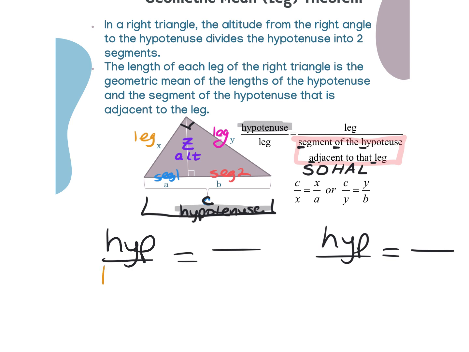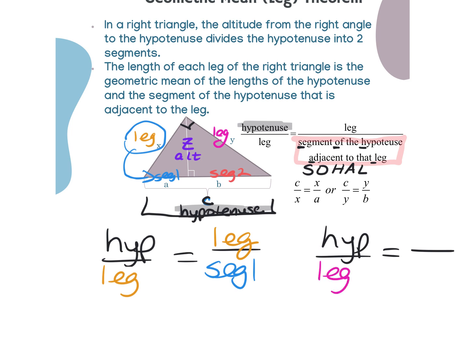So it's going to be hypotenuse over leg, leg over its SOHAL. And the SOHAL for the gold leg is the piece of that hypotenuse, or the segment of that hypotenuse, that's right next to the leg, adjacent to the leg. So this is going to be segment 1. That's my SOHAL. Then for the pink one, hypotenuse over leg, leg over its SOHAL, and the SOHAL, or the segment of the hypotenuse that's adjacent to the leg, is going to be segment 2.